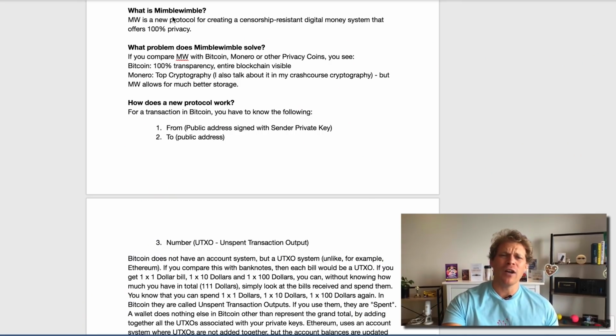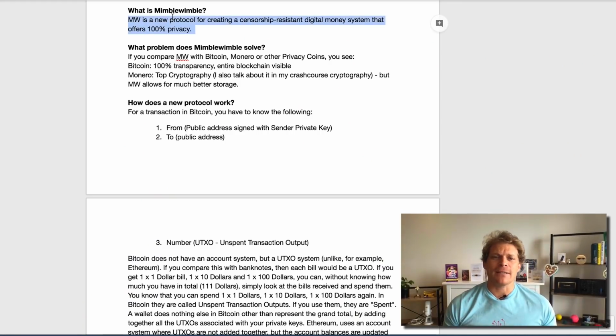Let's maybe start off with what Mimblewimble actually is. Mimblewimble is nothing else than a new protocol for creating censorship-resistant digital money. And that is very important, that offers 100% privacy. That's key, because we do have censorship-resistant money, for example with Bitcoin, but we don't have the 100% privacy in Bitcoin.